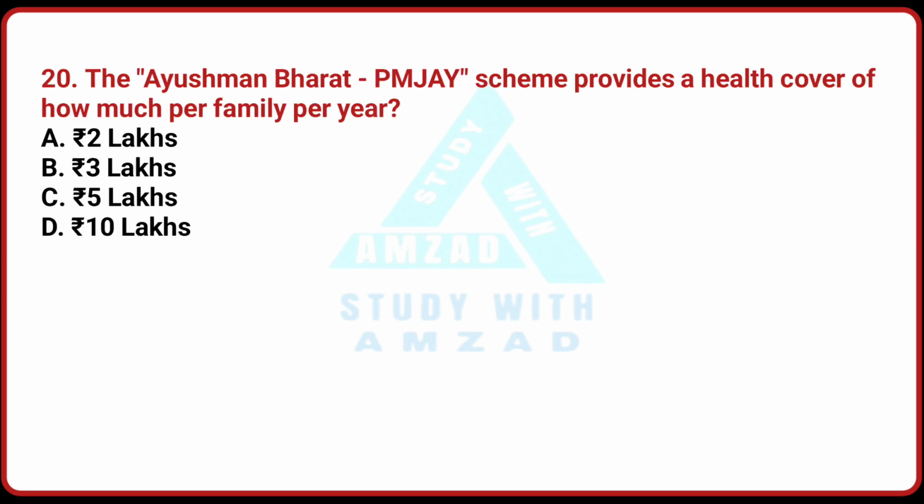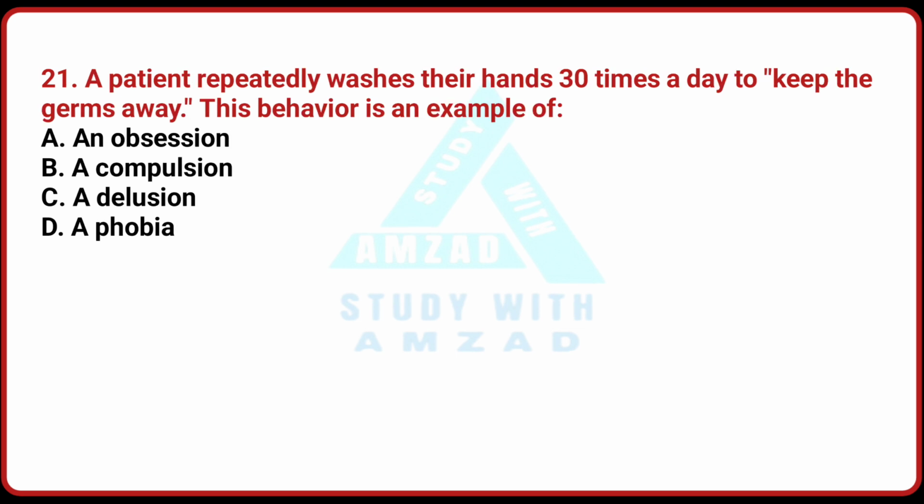Next question. The Ayushman Bharat PMJY scheme provides a health cover of how much per family per year? Option A, 2 lakhs; option B, 3 lakhs; option C, 5 lakhs; option D, 10 lakhs.